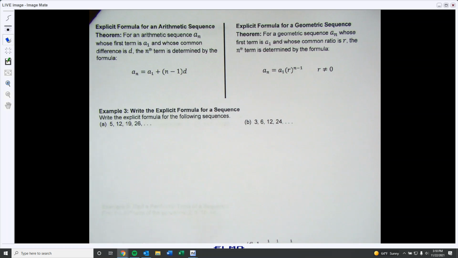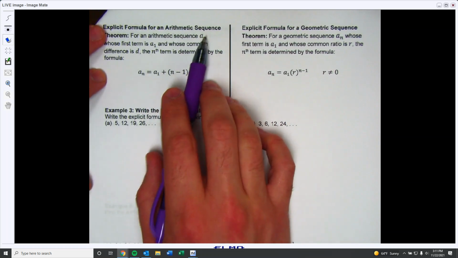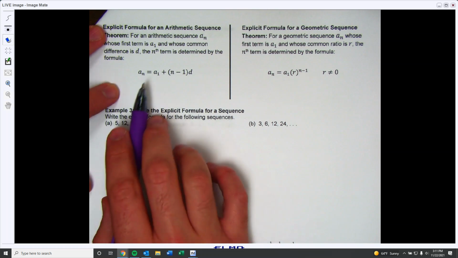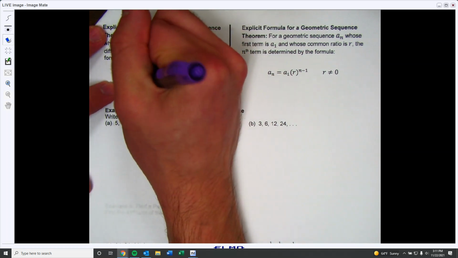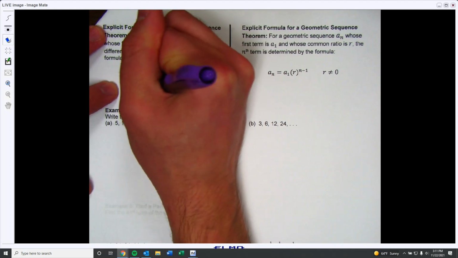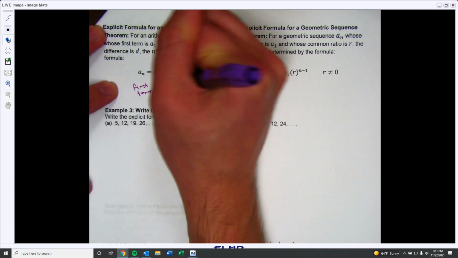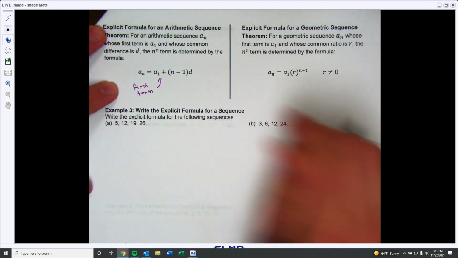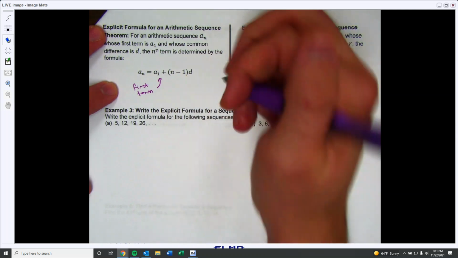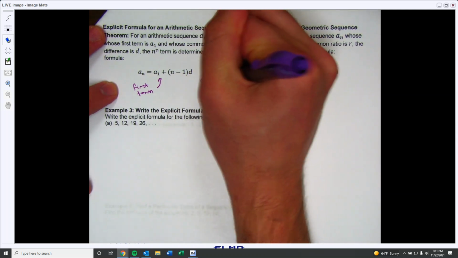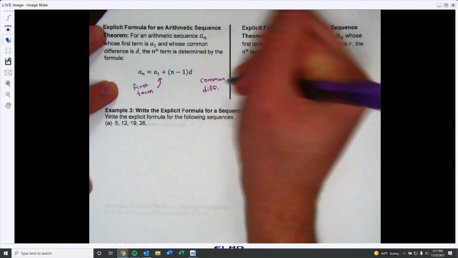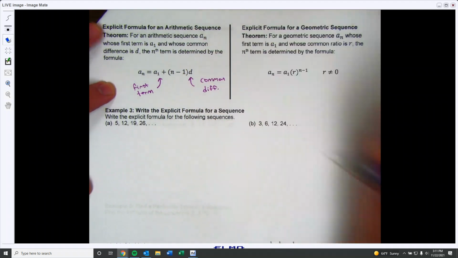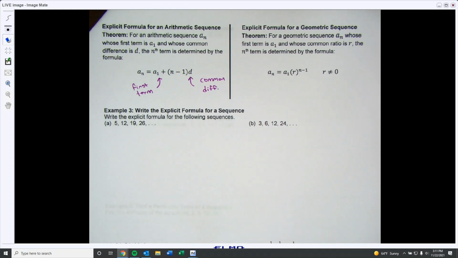All right, so if you have an arithmetic sequence, the way you can find the formula for it is this. AN is going to equal A1, which is our first term, plus N minus 1 times D. And again, D is the common difference. I'm going to abbreviate that down to just diff. If you have your first term and your common difference, you can find the formula for this.